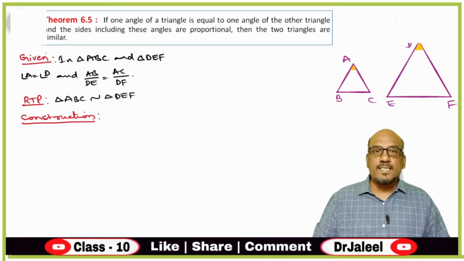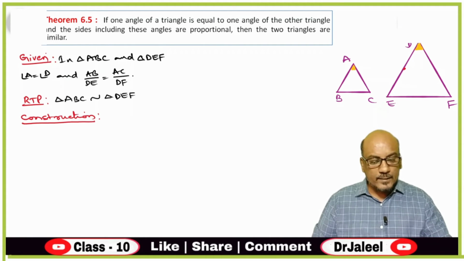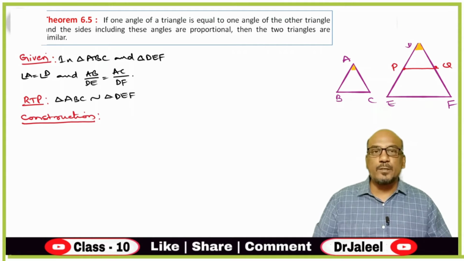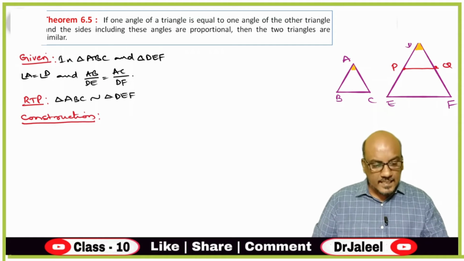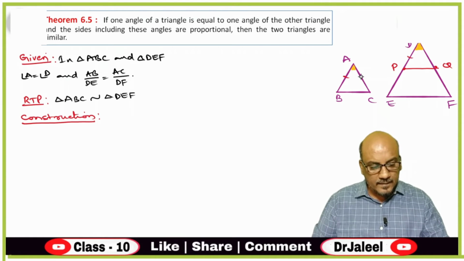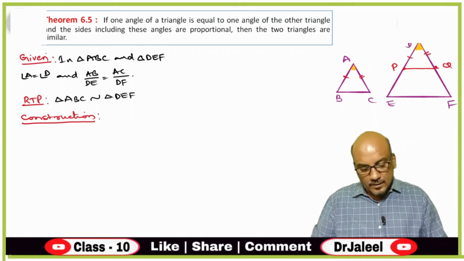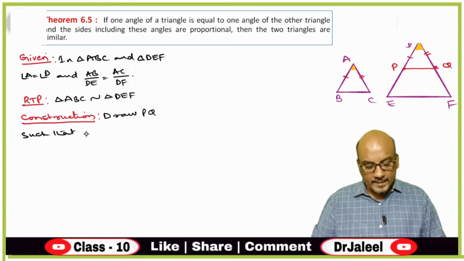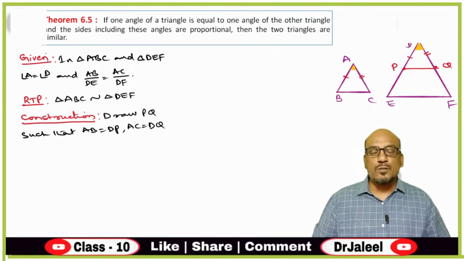Here also the construction is the same as we have done in SSS and AAA similarity. What did we do there? We have taken two points called P and Q and drawn this line PQ such that AB is equal to DP and AC is equal to DQ. So let us mention that. Draw PQ such that AB is equal to DP and also AC is equal to DQ. So the construction part is also completed.